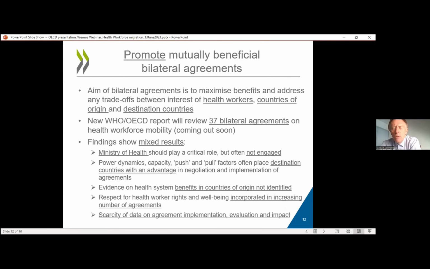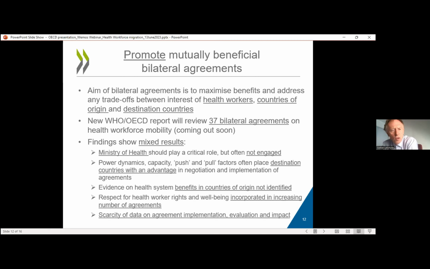Then there has been also a movement to try to promote bilateral agreements which may be mutually beneficial for the health workers who are moving, for countries of origin, and also for the destination countries. And we are about to release a review of 37 bilateral agreements on health workforce mobility. The findings from this review are mixed in terms of the results, with positive and negative results.